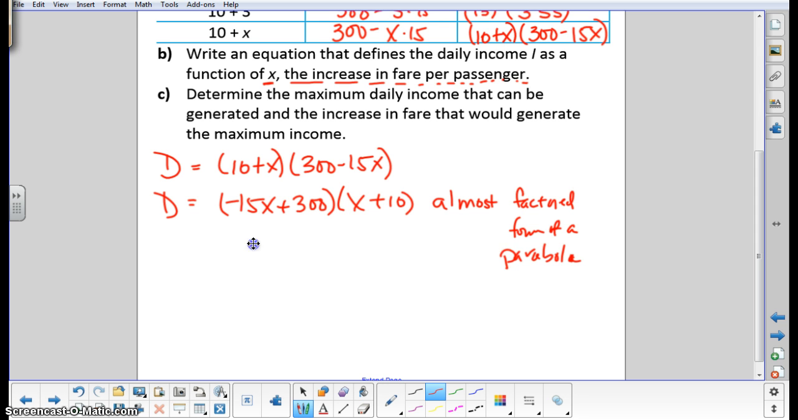Now, we worked with these things before. What is different between this and a true factored form? And what's different is that the coefficient attached to one of these x's is not 1. So we're going to have to pull this guy out in front. So if we pull the negative 15 out, then we have an x here. And if we divide 300 by negative 15, we get a negative 20. And then that other factor remains the same. So this is the factored form.